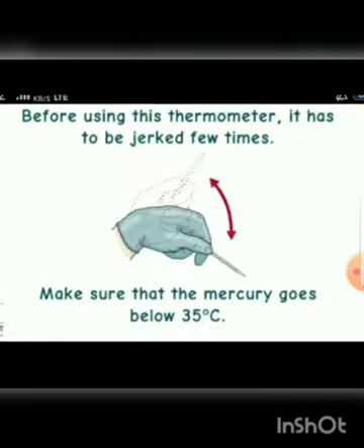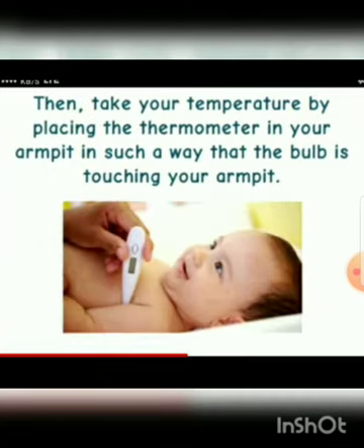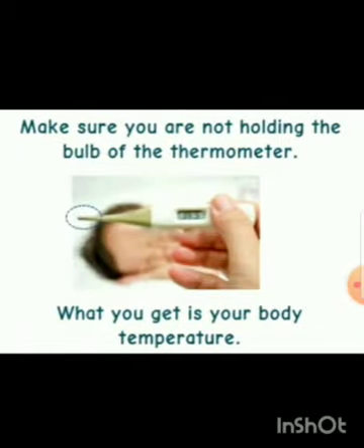Before using this thermometer, it has to be jerked a few times. Make sure that the mercury goes below 35 degrees Celsius, and then take your temperature by placing the thermometer in your armpit in such a way that the bulb is touching your armpit. Stay like that for 2 minutes, then take the thermometer out and check the reading. Make sure you are not holding the bulb of the thermometer. Can you see that bulb? Yes, so you are not going to hold that. What you get is your body temperature.